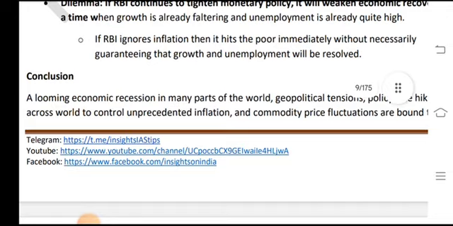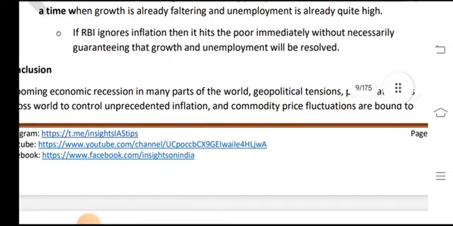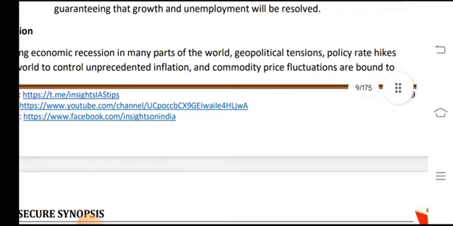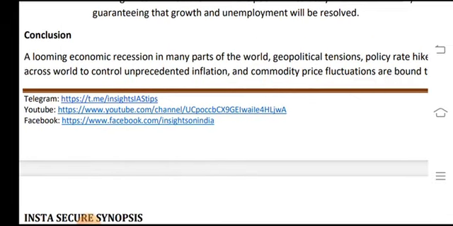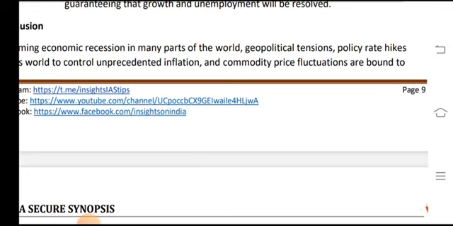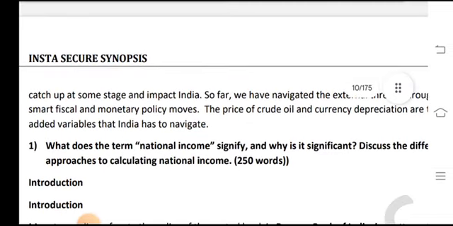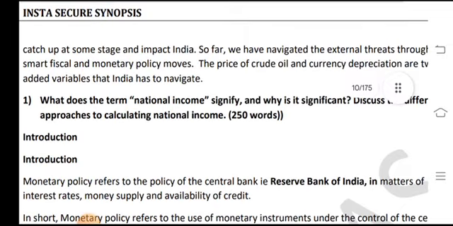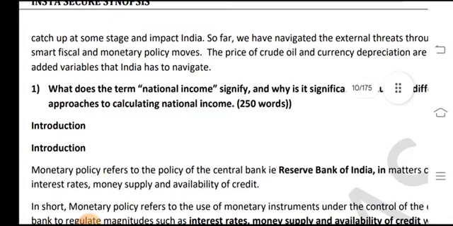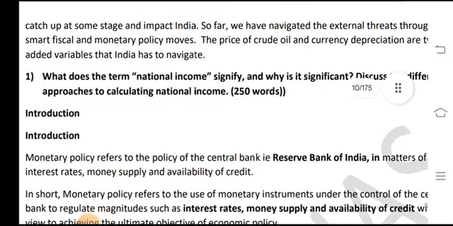Conclusion: a looming economic recession in many parts of the world, geopolitical tensions and policy hikes across would be controlling unprecedented inflation. Commodity price fluctuations are bound to catch up at some stage and impact India. So far, we have navigated the external threat through sound fiscal and monetary policy mode.